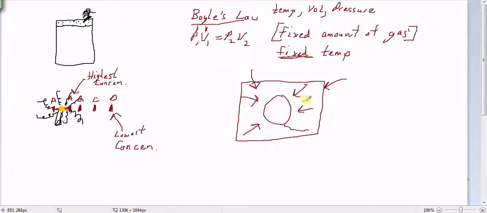If we halved the pressure, if we had less pressure in here now, if we took air out, there's less force pushing on the balloon, it's going to get bigger, and so if we halve the pressure, then the volume of the balloon will double.